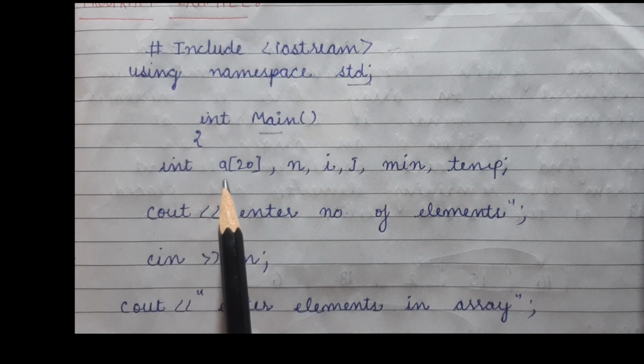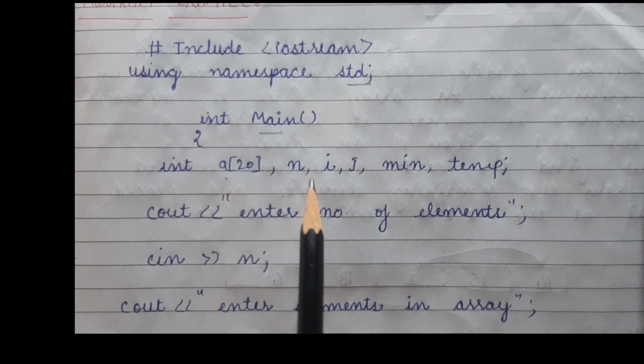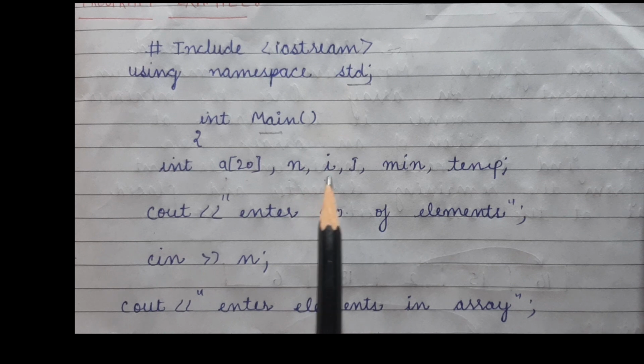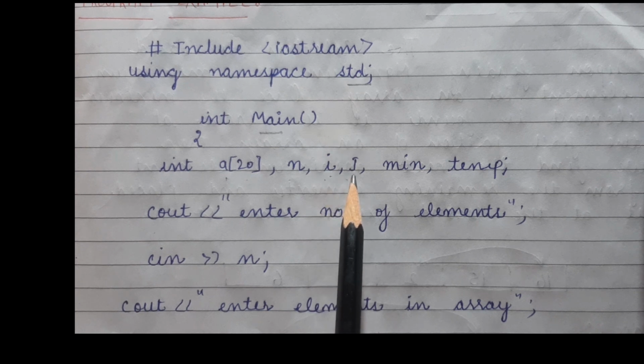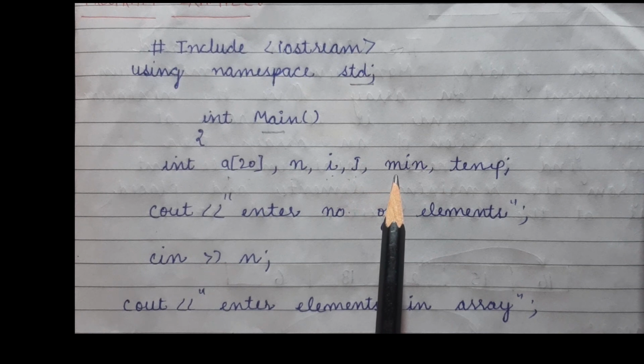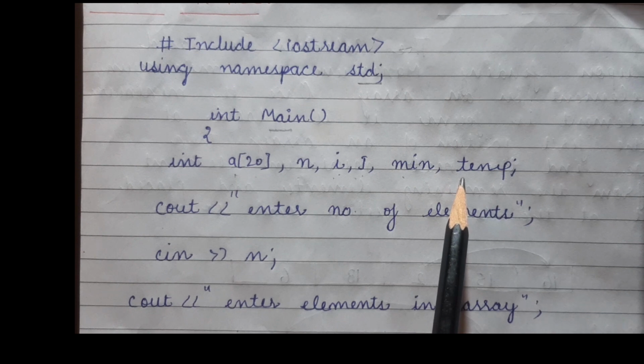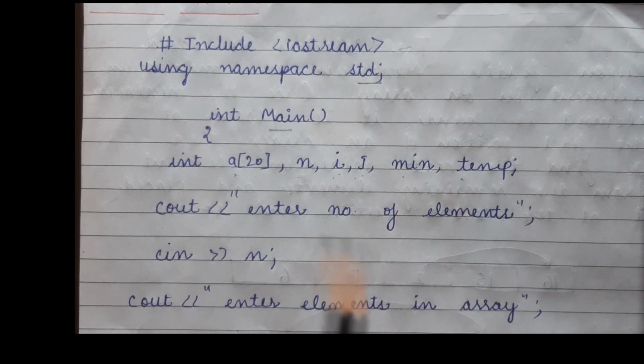Now I declare an array A of size 20 and n to represent the number of elements in the array. I and J: I represents the number of passes required to sort the elements, J represents the index of an array. The minimum variable is used to find the minimum element from the array. The temp variable is used for swapping the elements in the array.